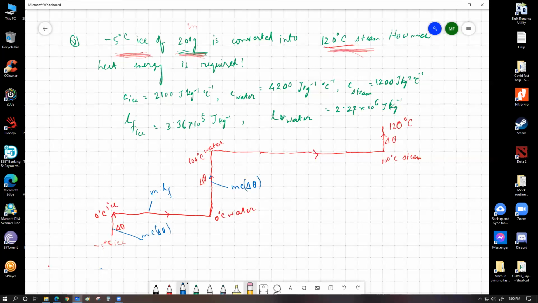Once again, for this process, we're going to use m into L_V. V in this case is vaporization. And then once again, for this process, we're going to use mc delta theta. What is really important, I have not written individual suffixes so that I don't confuse you, but you do understand this mc delta theta is applicable for ice, this mc delta theta is applicable for water, and this mc delta theta is applicable for steam.